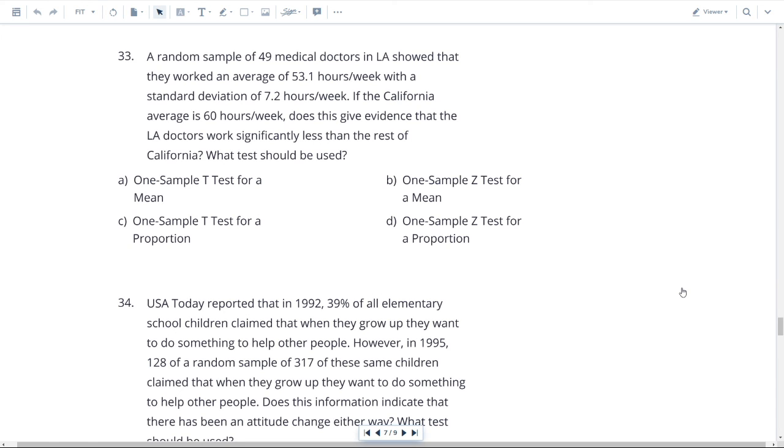Now, some of you chose a t-test for a proportion, probably because you didn't read it close enough. But if you have proportions, you're going to be doing a z-test. The answer was A, one sample t-test for a mean. Let's look at number 34.